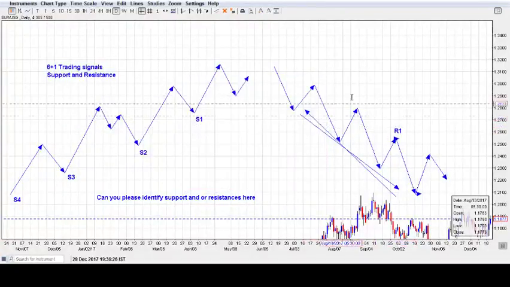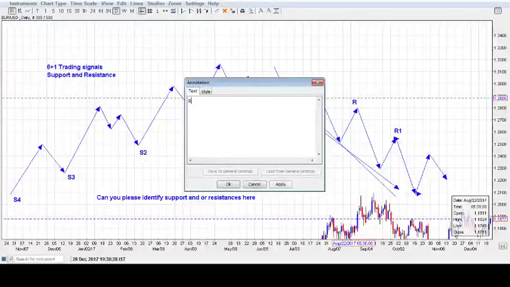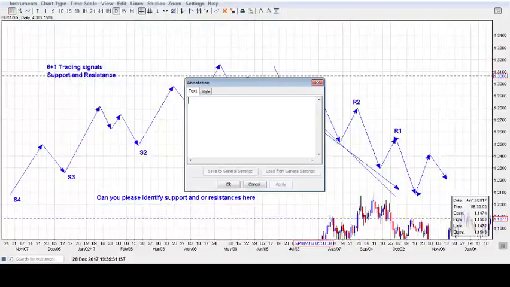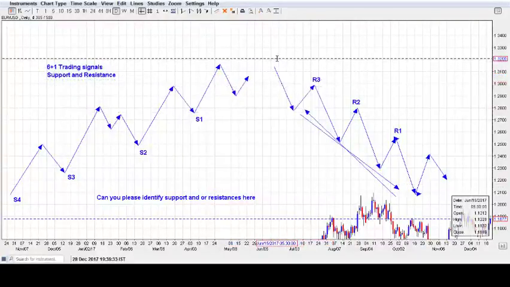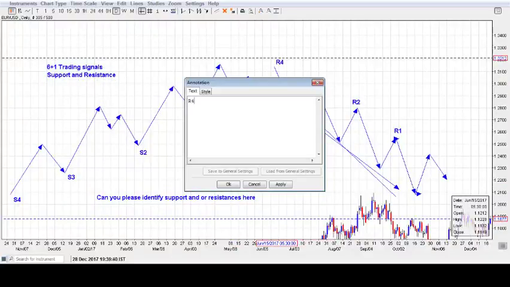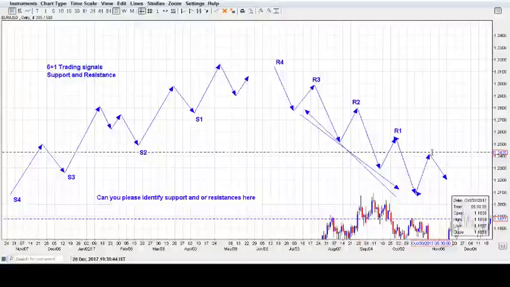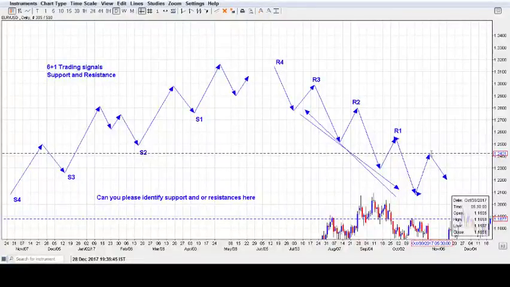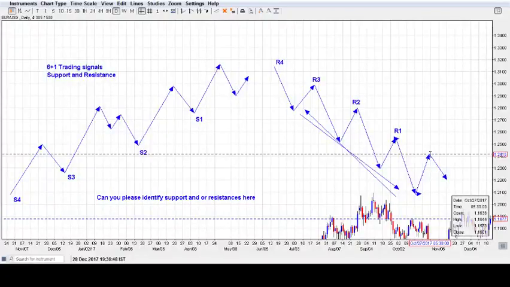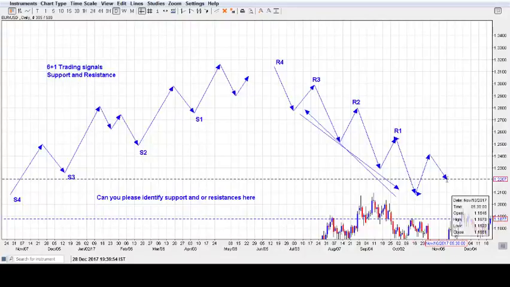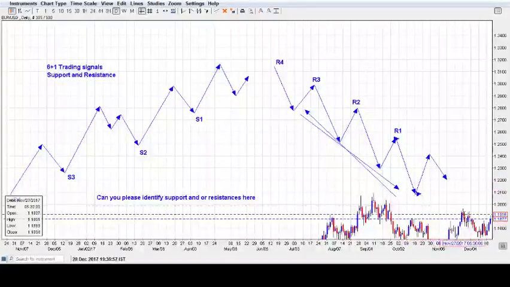R1, R2, R3 and R4. Alright. If you plot here as a resistance, then technically it is not a resistance, it is a potential resistance. It would become an actual resistance when markets drop lower and form a new low.